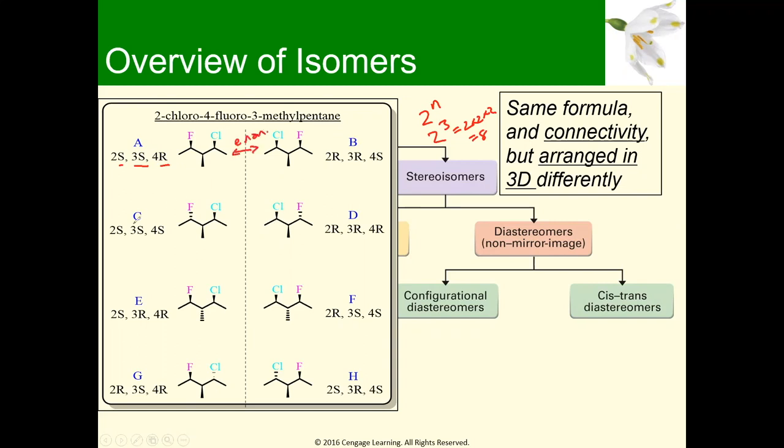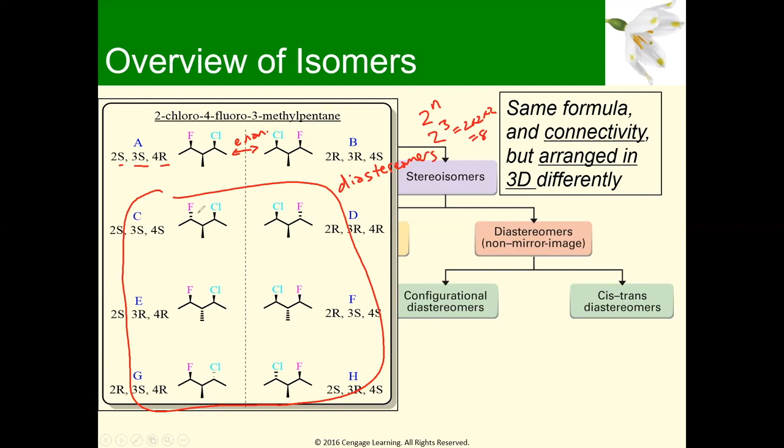And then everything else would be considered diastereomers. So all these are diastereomers. Now they each have their own mirror image. That's why it's organized this way. But they are not anything more than diastereomers compared to compound A.